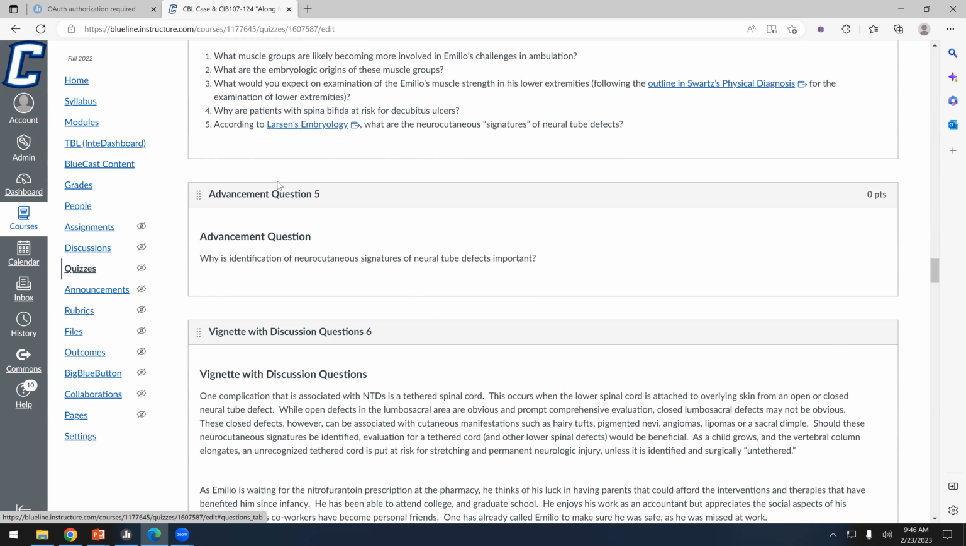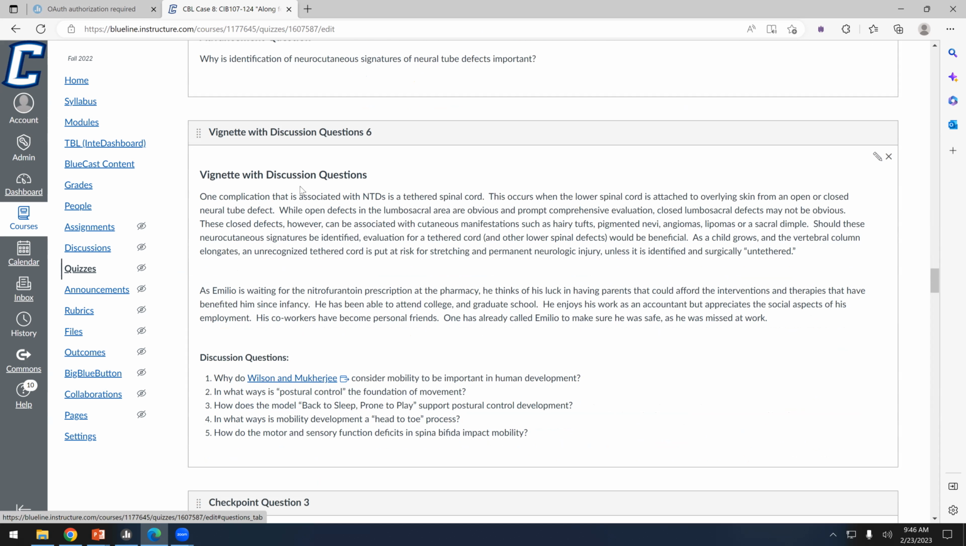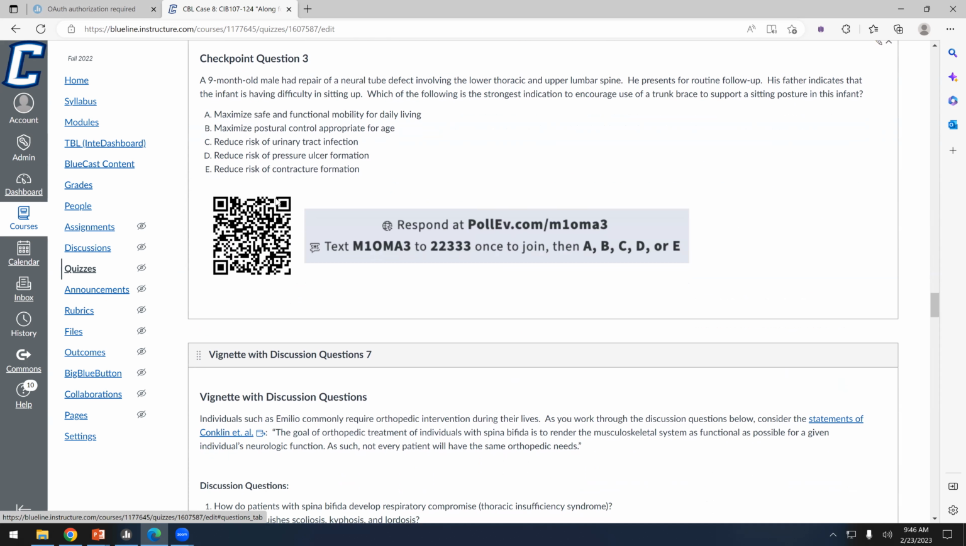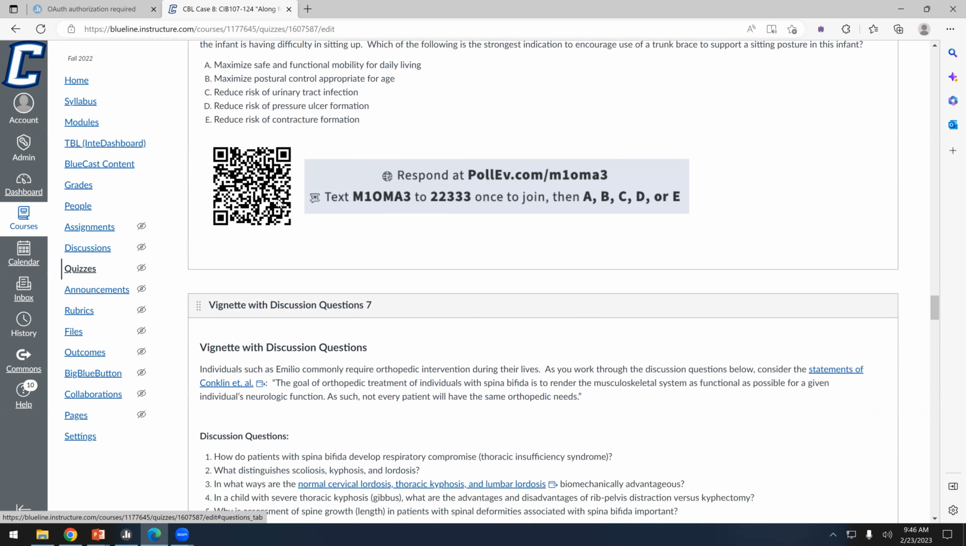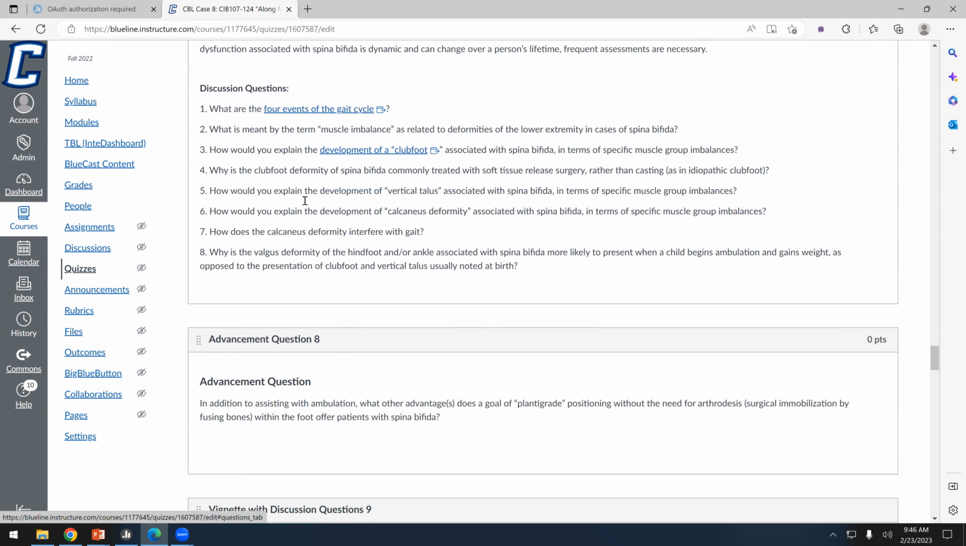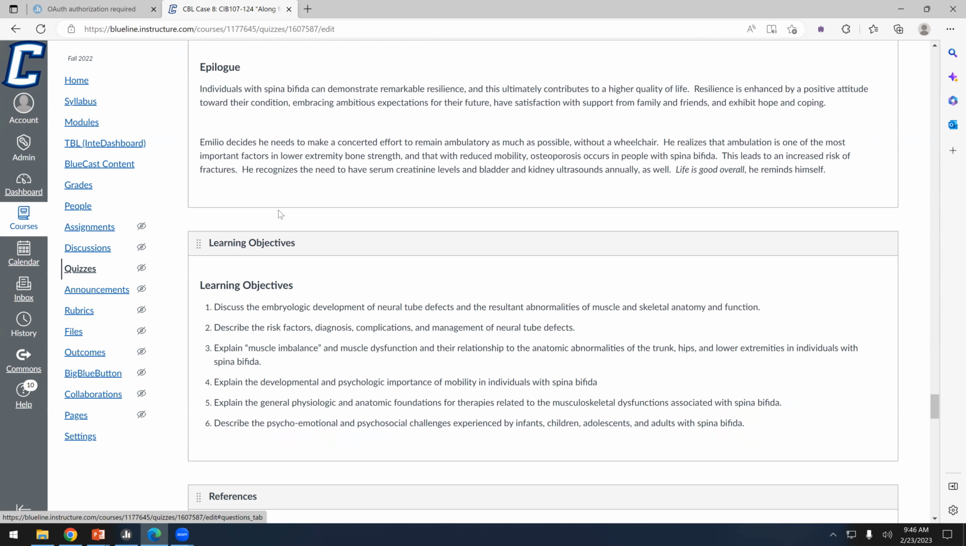In any case, they go through vignette with discussion questions, advancement questions, or checkpoint questions. There are usually 3 to 5 checkpoint questions in every case, but they take the place of advancement questions. And it goes on, there's another checkpoint, until we get to the epilogue. There's always an epilogue where it summarizes everything. It closes the patient scenarios. Sometimes the patient dies. Sometimes it's a happy ending.